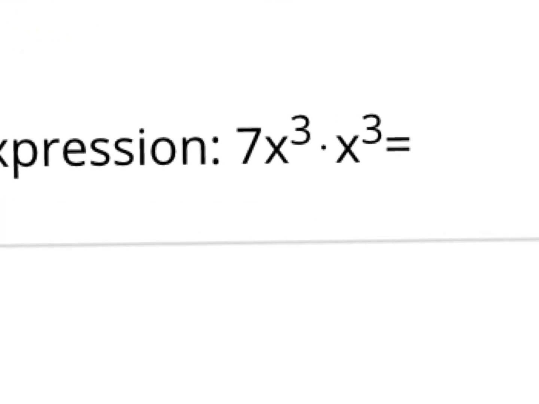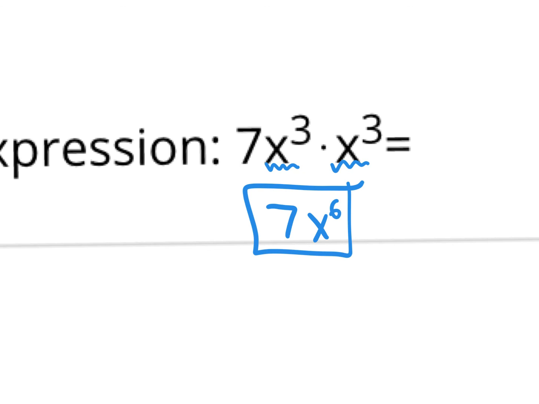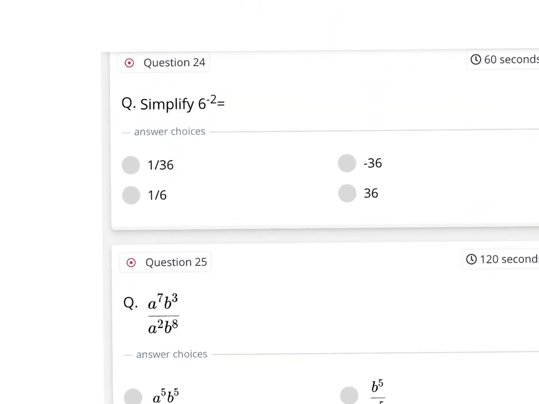Simplify the expression. All you've got to do is remember exponent rule 1, that when you're multiplying x to the third times x to the third, you add those exponents. So the 7 in the front just stays, and x to the third times x to the third is x to the 6th. There's your answer for that one. Moving on to question 24.